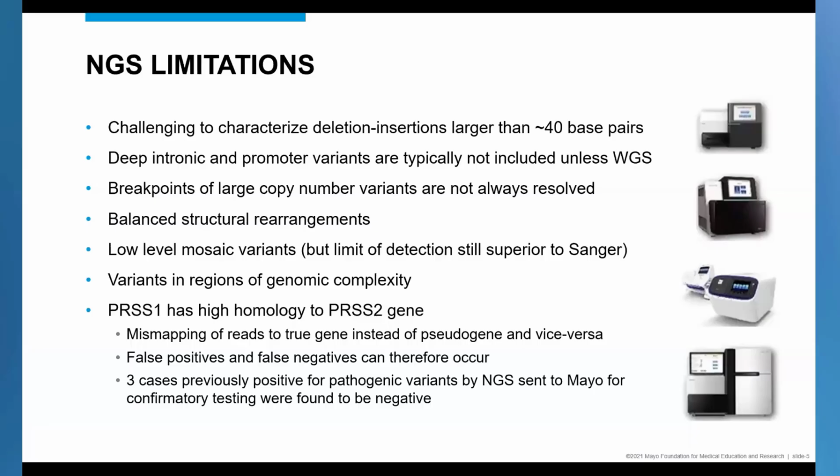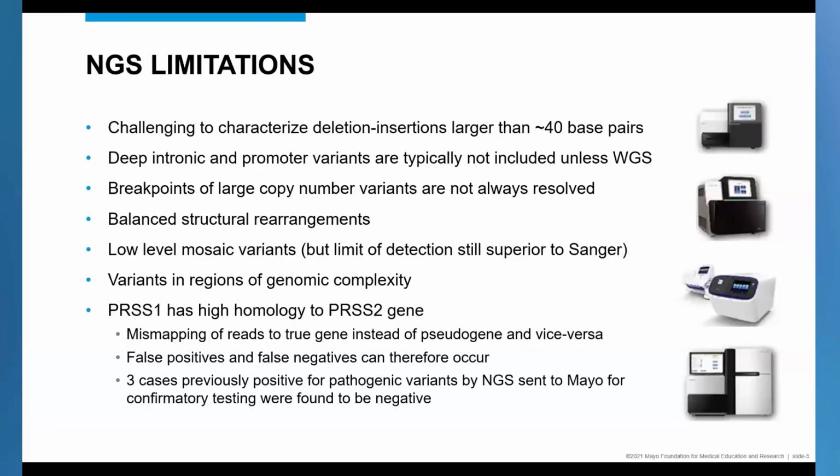If we do detect a large deletion or duplication, we can't always accurately resolve the breakpoints of that with a multi-gene panel. Certain large structural rearrangements are not going to be amenable to this technology as well. Mosaicism, so if a patient has a variant that is present at a very low allele frequency, so not 50% or 100% of their DNA has that mutation present, if it's only present in, say, 10% of their DNA, we may not be able to pick it up by NGS.